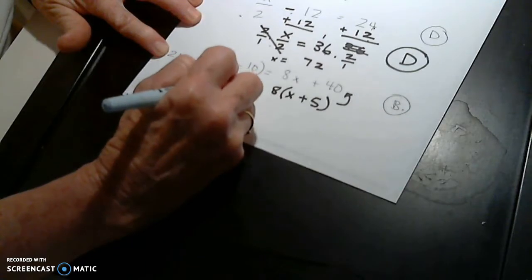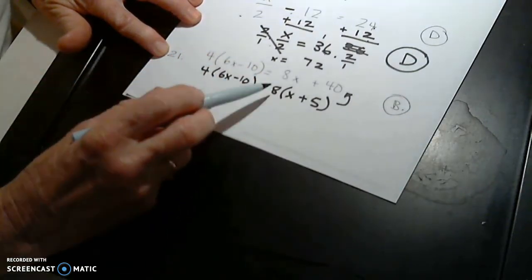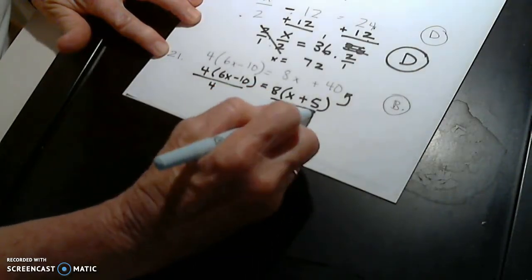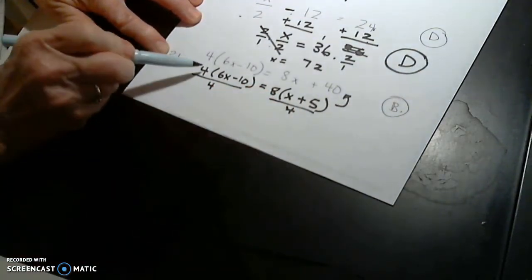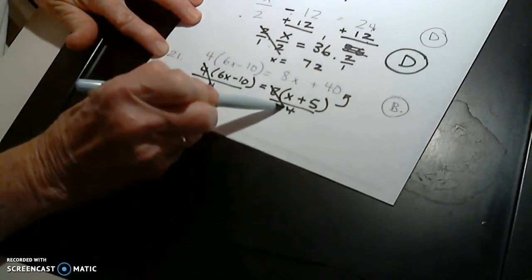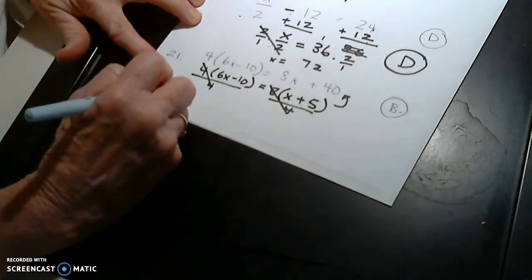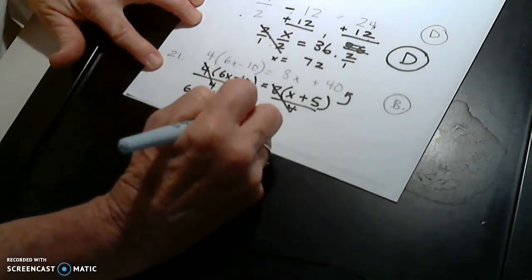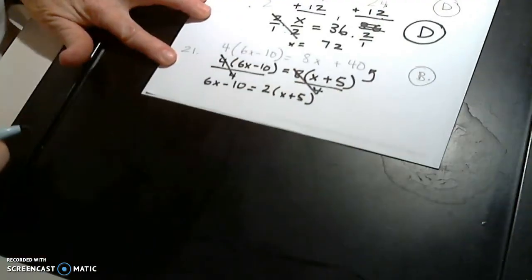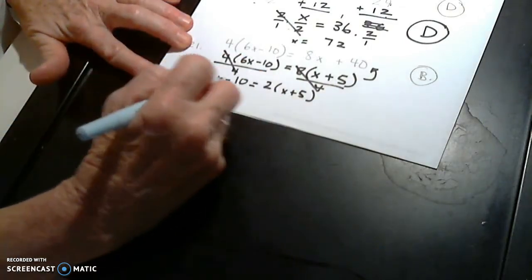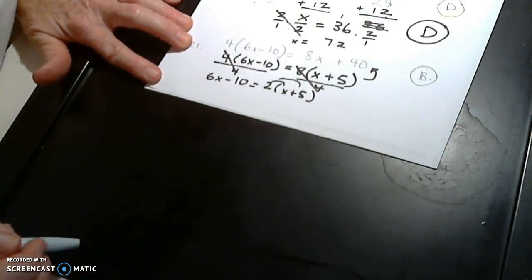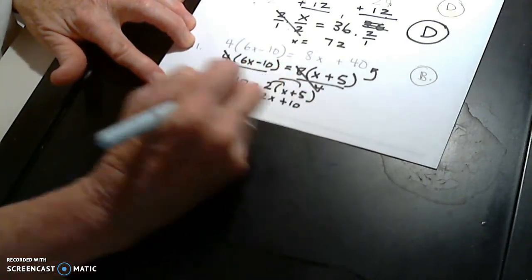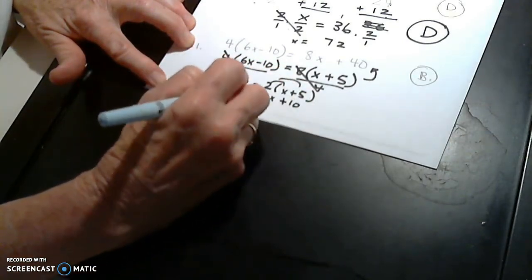4 times 6x minus 10. In order to get rid of the 4 and the 8, I'm going to divide both sides by 4. My 4's cancel. 8 divided by 4 is 2. So I'm left with 6x minus 10 equals 2 times x plus 5. Running out of real estate here. I am now going to distribute this, but I have a much smaller number to distribute. So I have 2x plus 10, 6x minus 10.